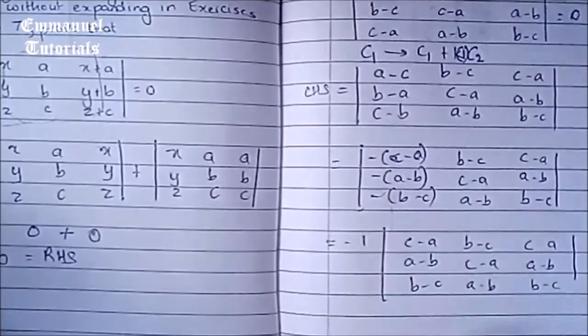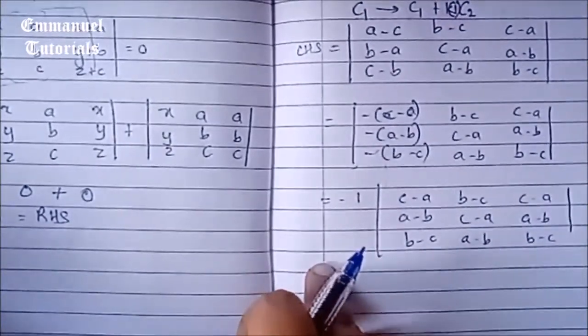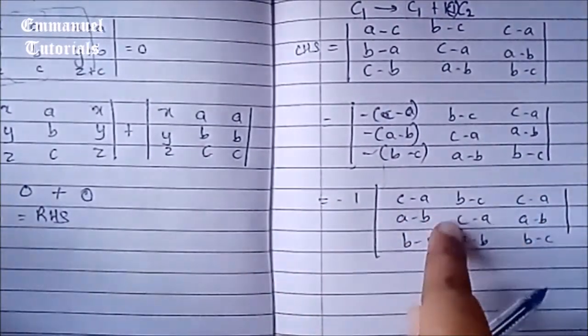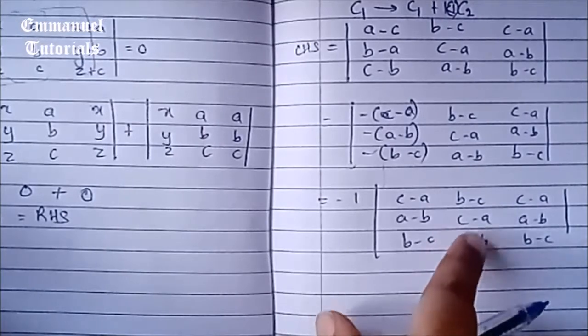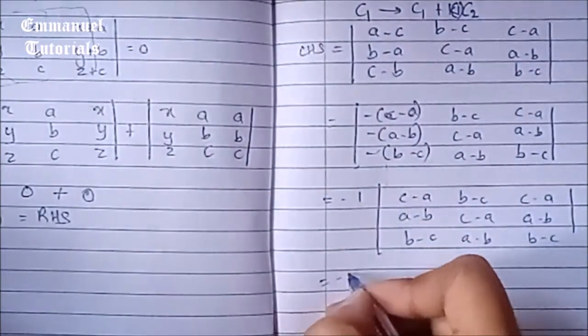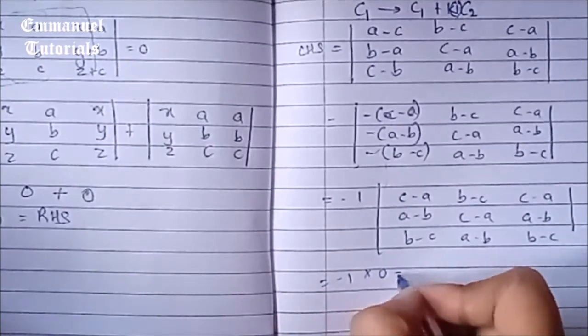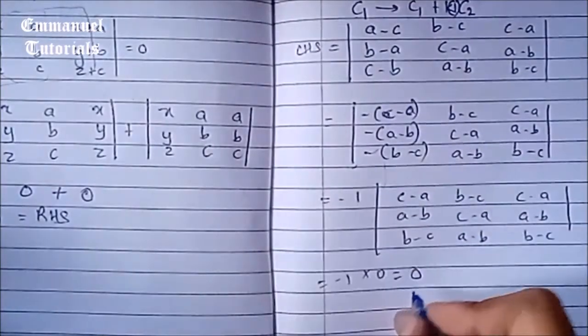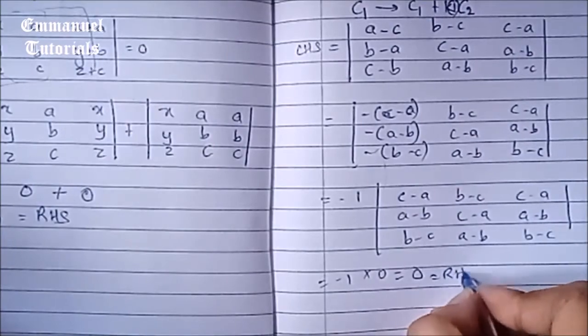So now we can again use property number 3 and prove that this determinant is equal to 0. Value of the determinant is 0, and 0 into minus 1 is again 0. So minus 1 into 0 is equal to 0. So we have proved that this is equal to the RHS.